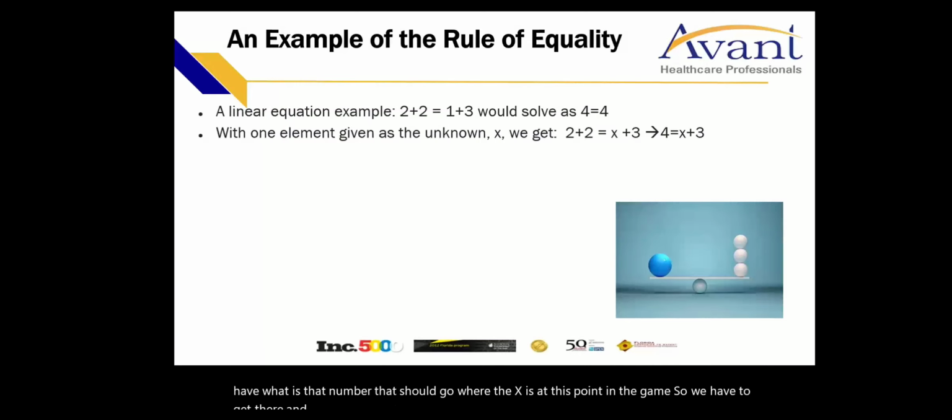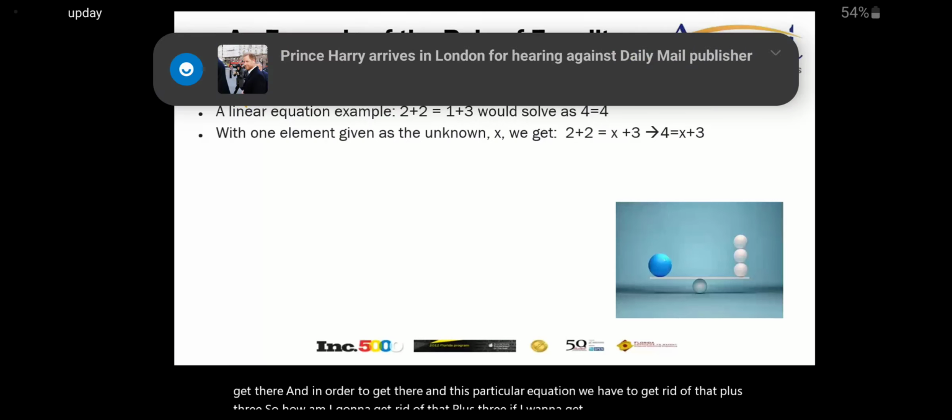And in order to get there, in this particular equation, we have to get rid of that +3. So how am I going to get rid of that +3? Well, if I want to get rid of it, that means it has to be equal to 0.